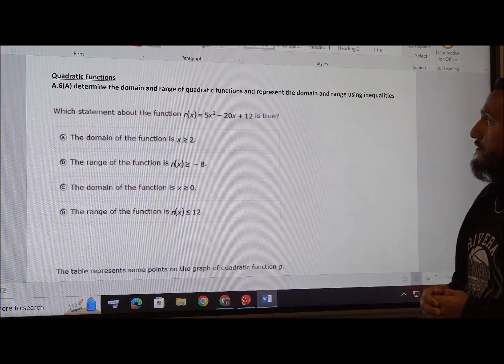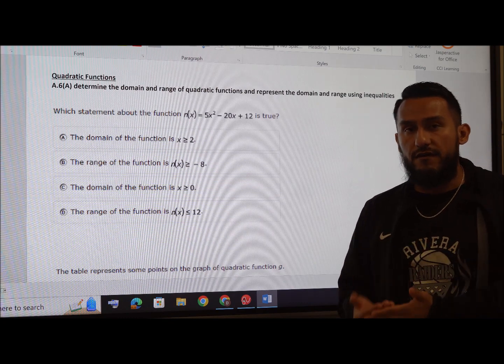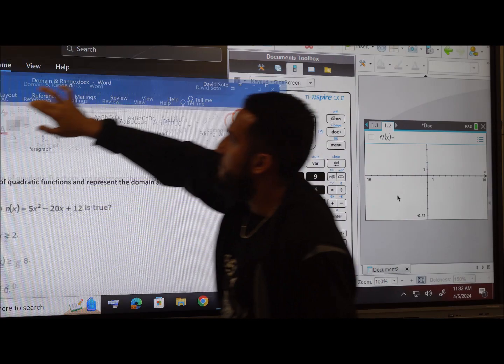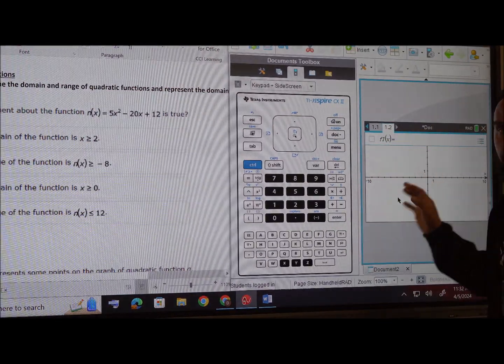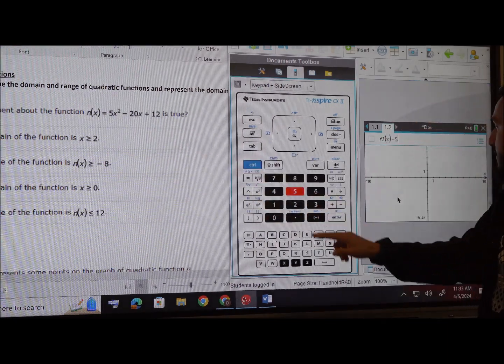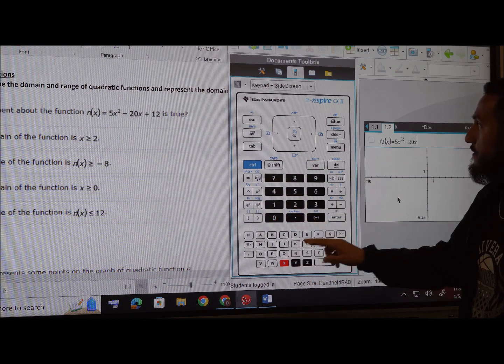So those of you that are in my class, you have your graphing calculators. So use the graphing calculators, guys. Take that to your advantage. Let me go ahead and graph this. Right here, I already opened up the graph. All I have to do is type this into the calculator. I'm going to go ahead and press 5x squared minus 20x plus 12.